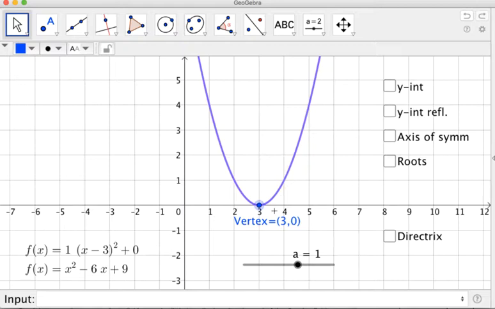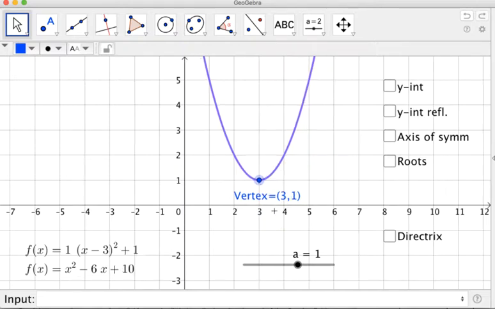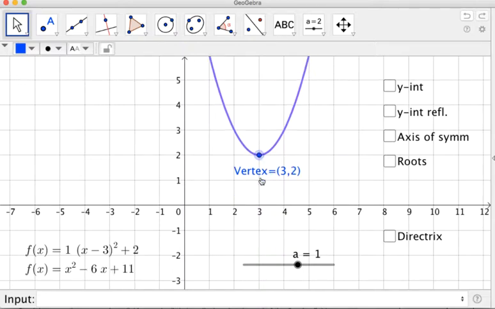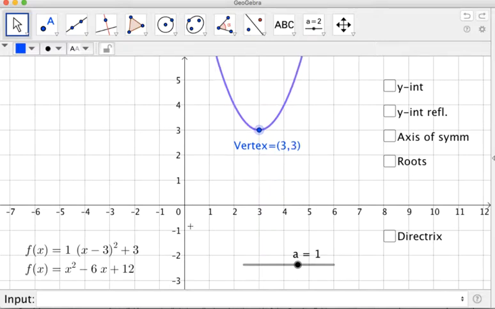So now notice as we go up. So now our vertex form, we have plus 1, and our vertex is now at the point 3, 1. Notice now that we are no longer a perfect square trinomial. We went up on the constant term here, so we have x squared minus 6x plus 10. We keep going up. Every time we go up 1, these numbers both increase by 1.